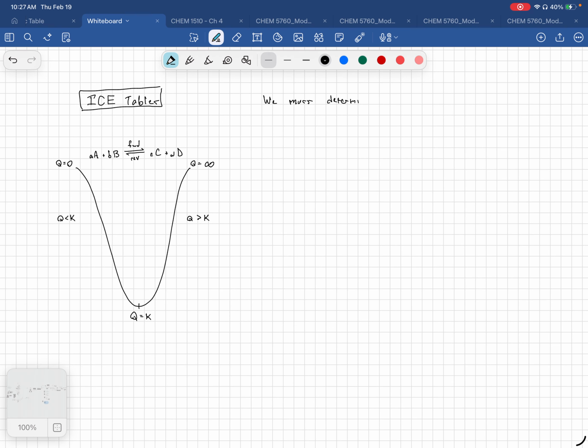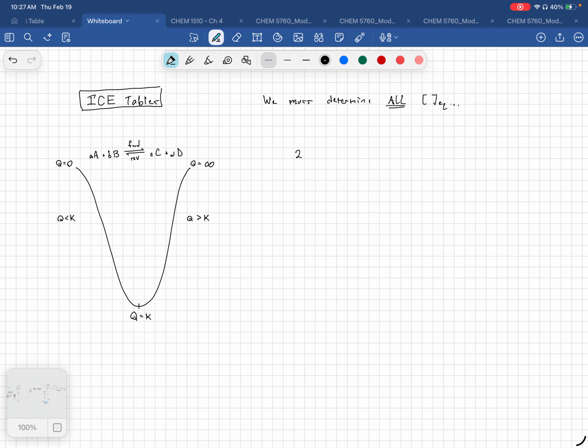But now we want to look at a scenario where we must determine all of the concentrations at equilibrium. And we're going to do that with something known as an ICE table. And so the easiest way to present this is to just do a problem, okay?